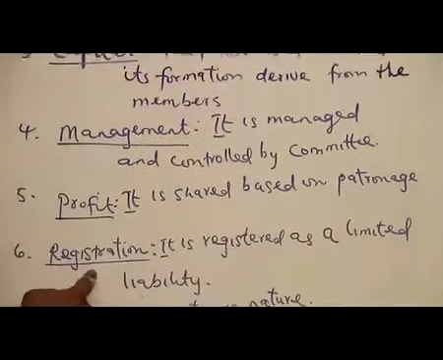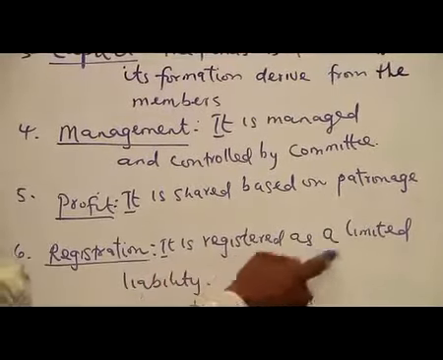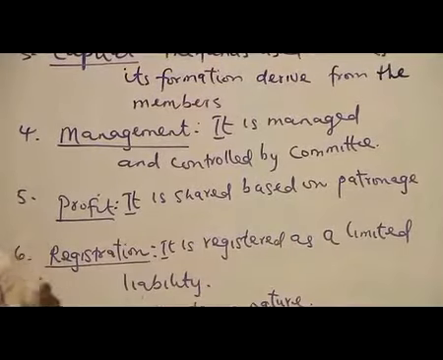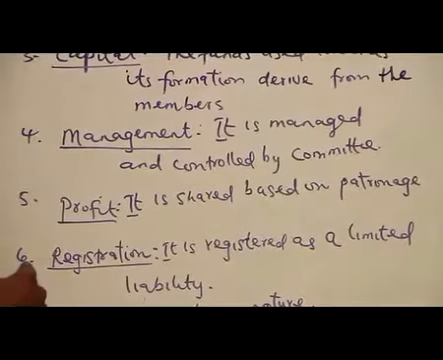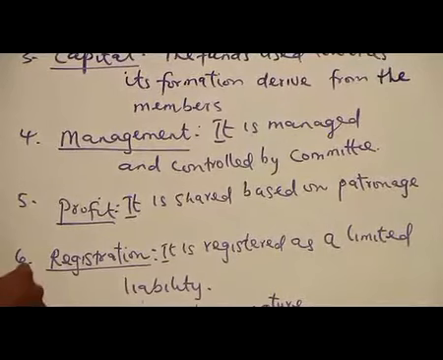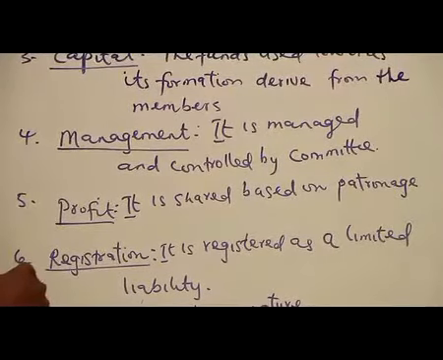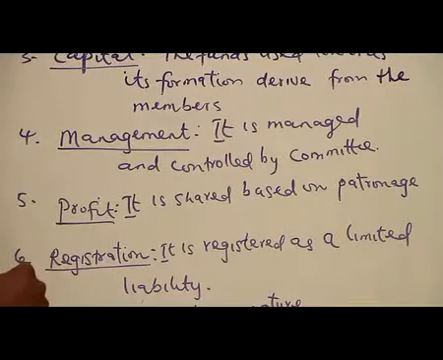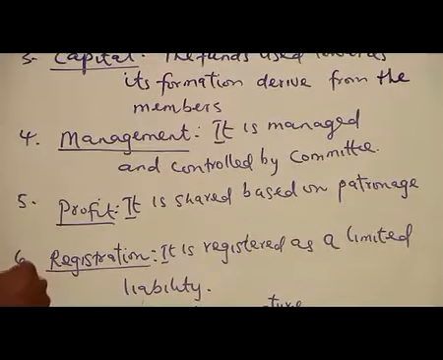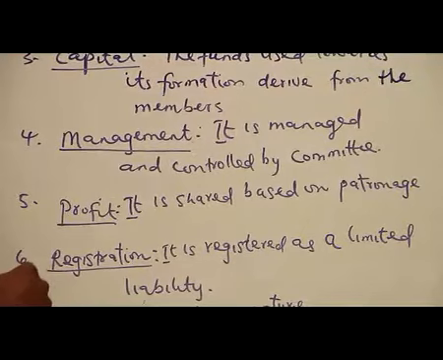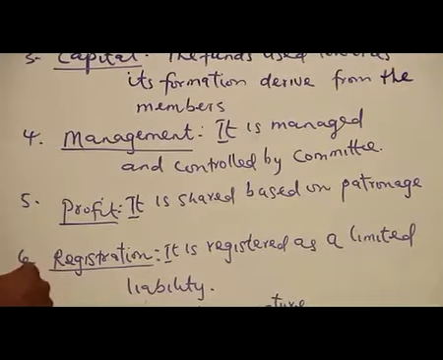Number 6, registration. It is registered as a limited liability. That is, in cooperative society, they enjoy what we call limited liability, like the limited company that we have explained. So here, each member will not lose more than the contribution toward the formation of the society.